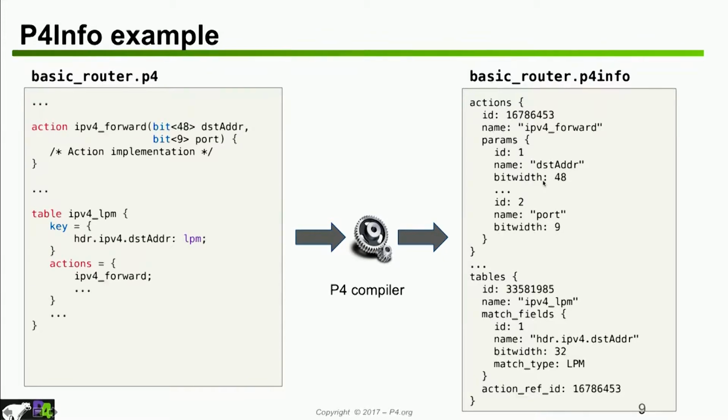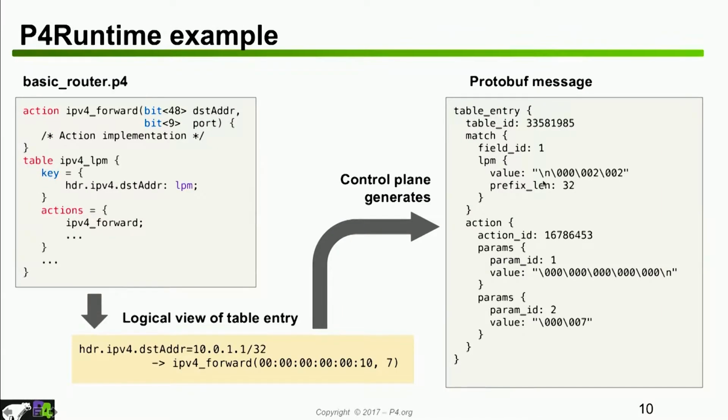So once we have the P4Info, the control plane can now insert a table entry. Assuming the same P4 program as before, and assuming this table entry we want to add, in this case we're adding an entry to the IPv4 LPM table that matches on this IP address and that executes this action with these two parameters. The control plane, with the P4Info on one end, will need to generate this protobuf message. This is very similar to the protobuf definition I showed you before. The only difference is that here we have the different fields populated.